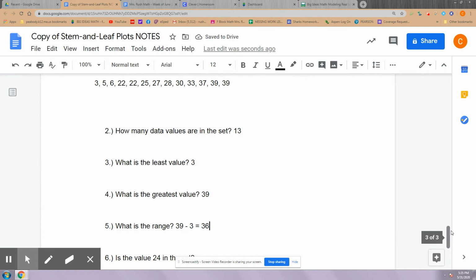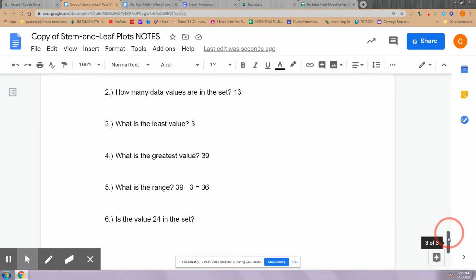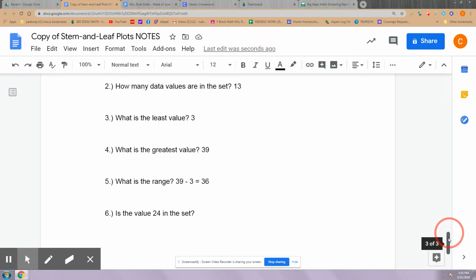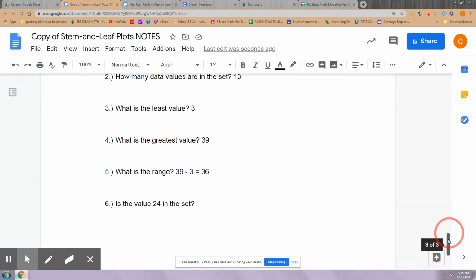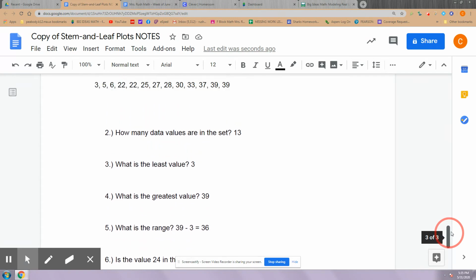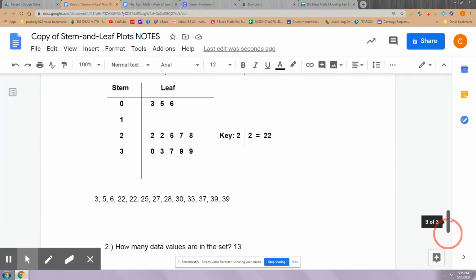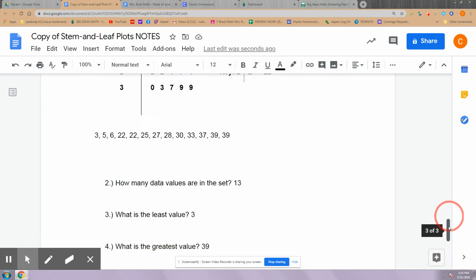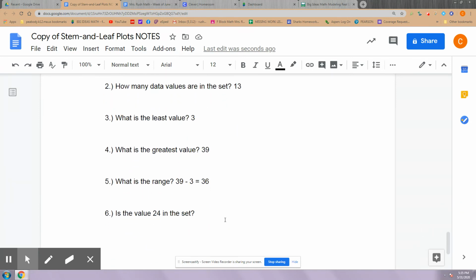And then the last question says, is the value 24 in the set? So they just want to know, does our stem and leaf plot have the number 24? Let's look up here. Well, I don't see 24 listed in these numbers, and let me check up here as well. When I go to the row with everything that starts with a 2 for the stem, I don't see any 4 in the leaves in that row. So nope, 24 is not in this set, so I would put no.